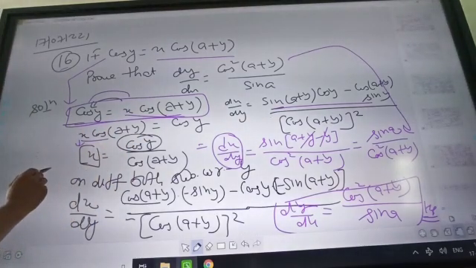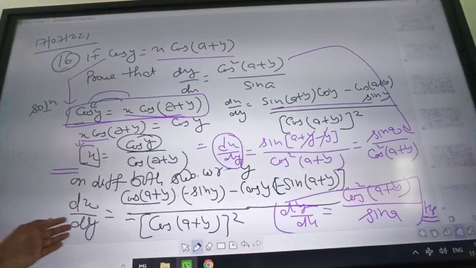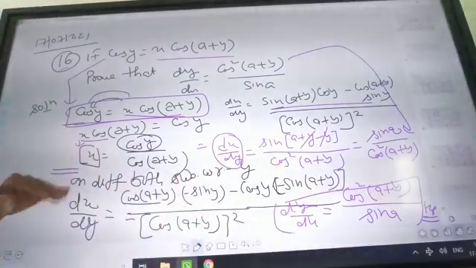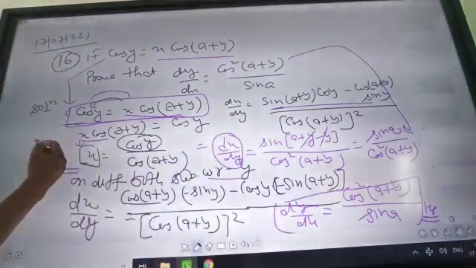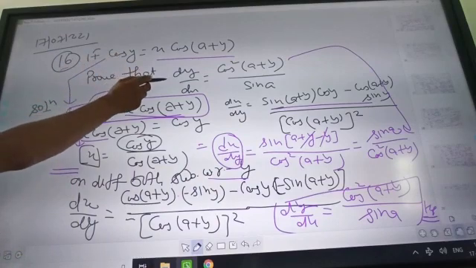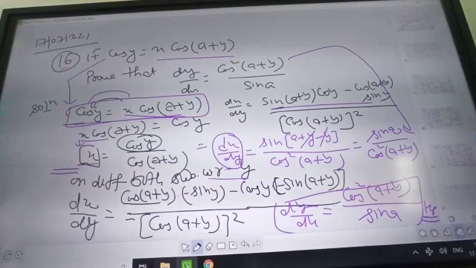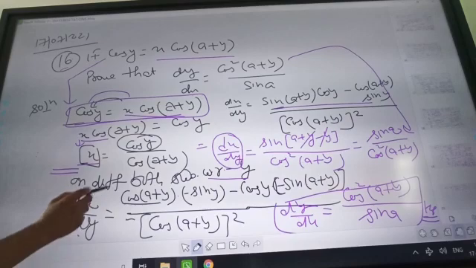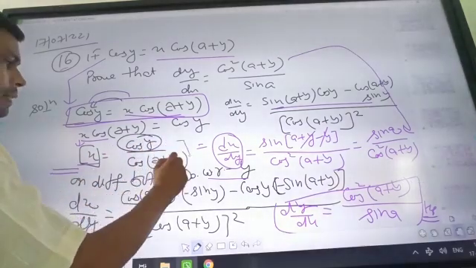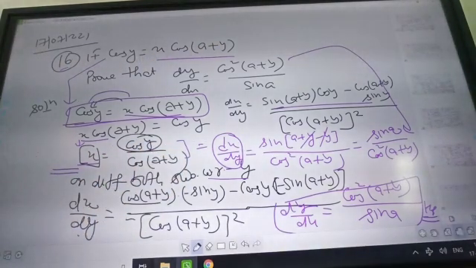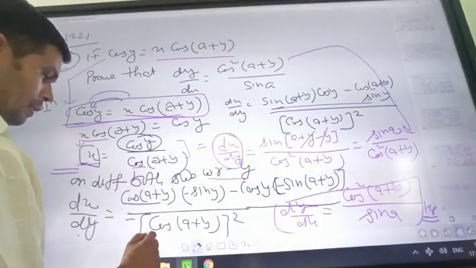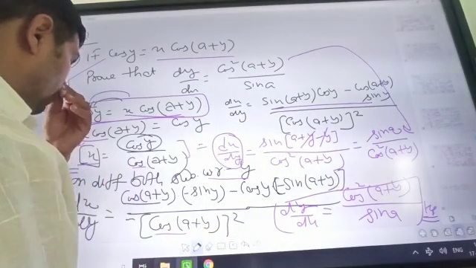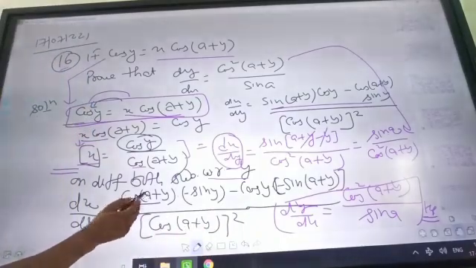In this question you should always remember to put x on the left hand side, and then differentiate both sides with respect to y. Although it is dy/dx, you should differentiate with respect to y. So dx/dy equals, here the u upon v method applies, so the quotient rule will be implemented. The denominator is cos(a + y) whole square, and cos(a + y) will remain as it is.